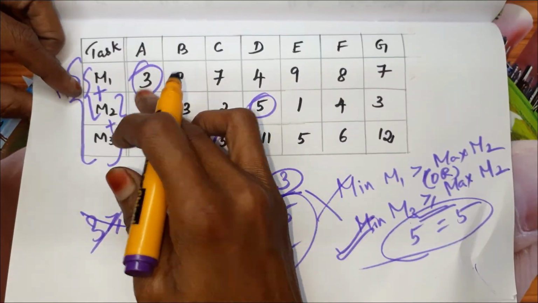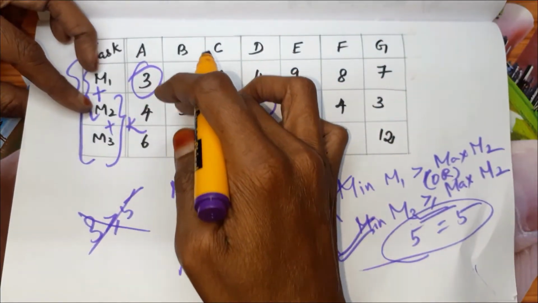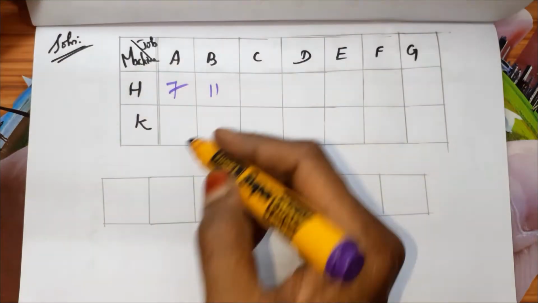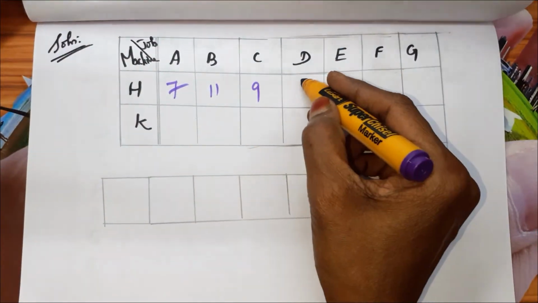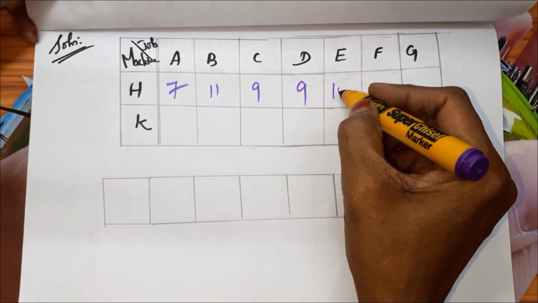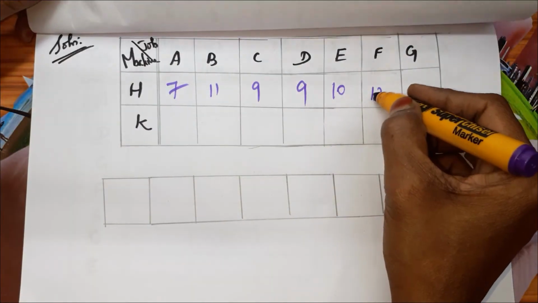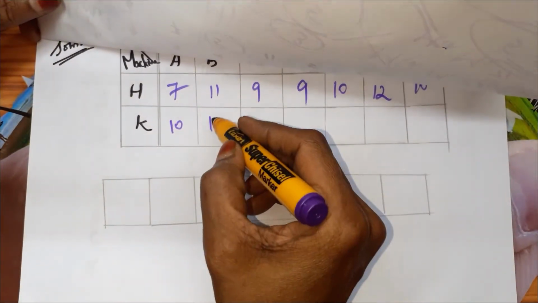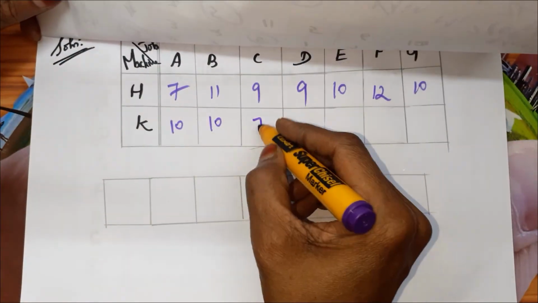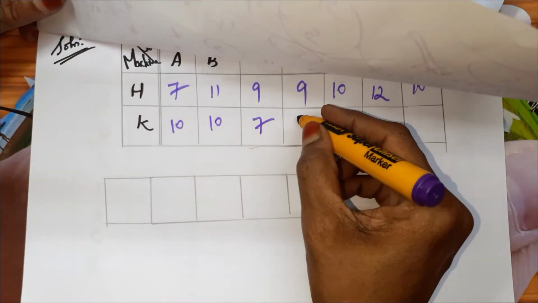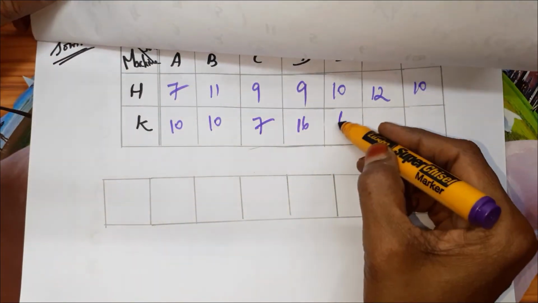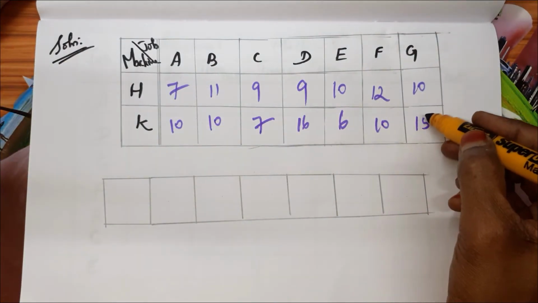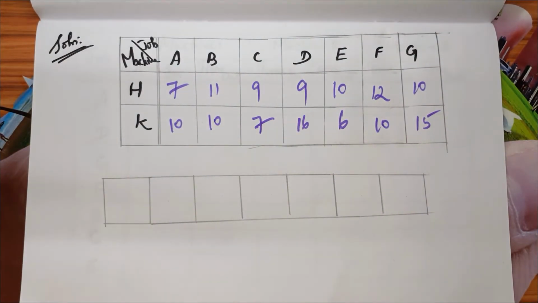The first one is 3 plus 4, 7. Then 8 plus 3, 11. 7 plus 2, 9. 4 plus 5, 9. Then 9 plus 1, 10. And here 8 plus 4, 12. And 7 plus 3, 10. And taking these two, 4 plus 6, 10. Then 3 plus 7, 10. 2 plus 5, 7. 5 plus 11, 16. 1 plus 5, 6. 4 plus 6, 10. Then 3 plus 12, 15. So now we have converted the 3 machine to 2 machine.